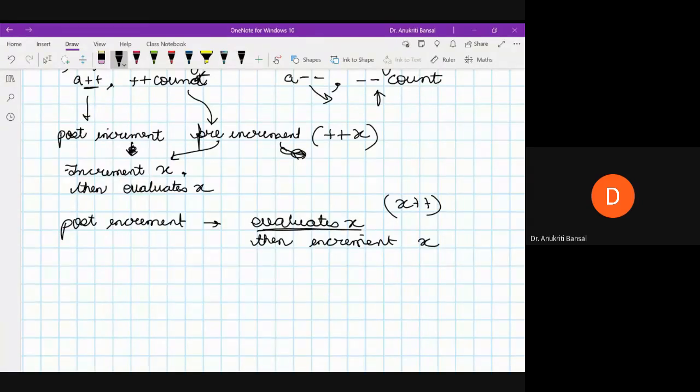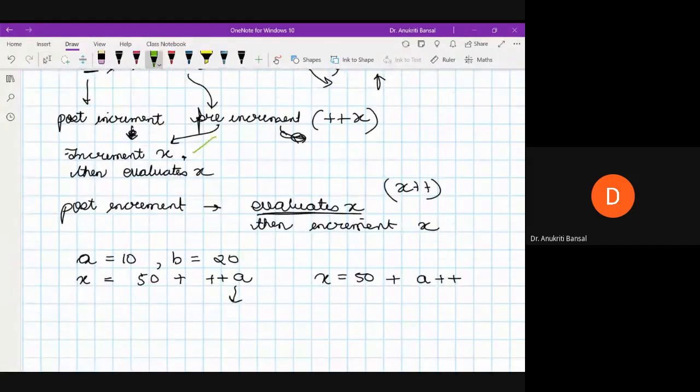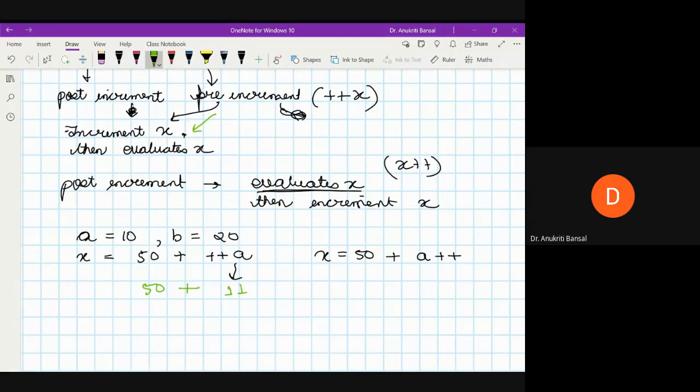be increased. For example, if I have this expression, a equals 10, b equals 20, and I write x equals 50 plus plus a, and I have another statement x equals 50 plus a plus plus. In pre-increment, what happens? The value will be increased by 1 first. So what is the value of a now? 10, it will be increased by 1, so it will become 11, and then it will be evaluated, meaning it will be used in the expression. So it will be 50 plus 11. So the value of x here becomes 61.